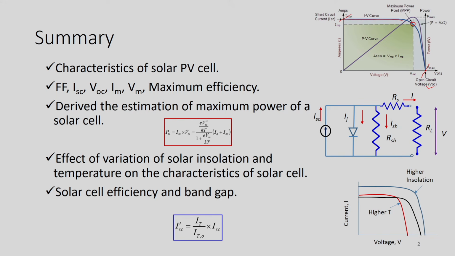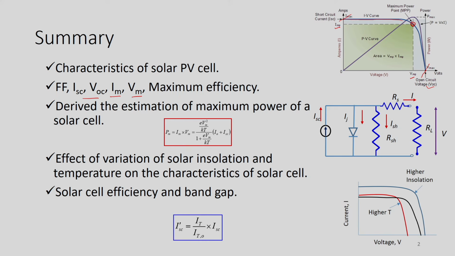Also, we have studied the performance parameters of a PV cell, which includes fill factor, which is a function of ISC, VOC, IM, VM. IM is nothing but maximum current and VM is nothing but maximum voltage at this point. We also defined how this fill factor can be estimated.